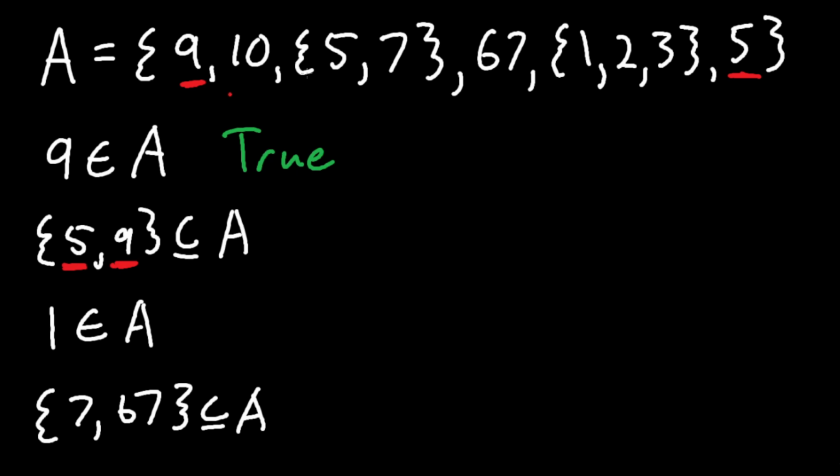Right? And let's check this out real quick. Is the 5 in any nested set? No, it's not. It's just in the outer set. Okay, it's in the entirety of set A. So this is fine, right? 5 is still an element of set A.